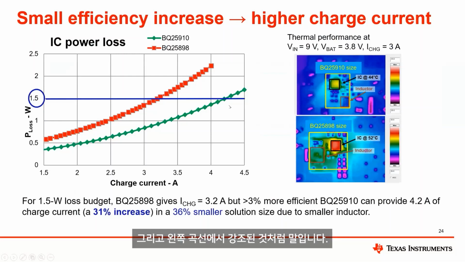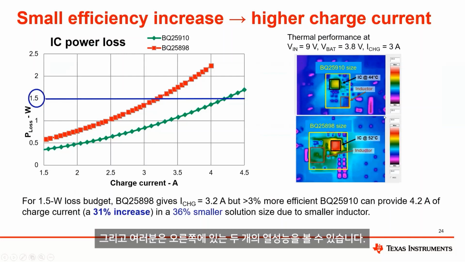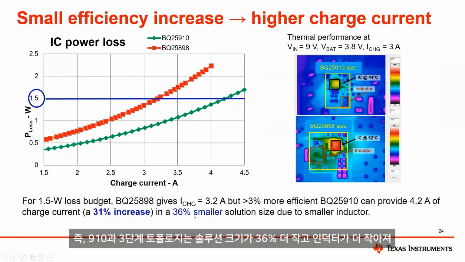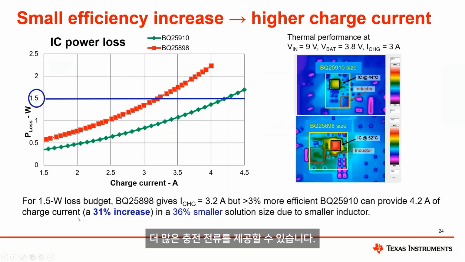As highlighted in the curve on the left, and you can see the thermal performance of the two on the right. The 910, because it's more efficient, the IC gets to 44C, but the 898 gets to 52C. The 910 in its three-level topology ends up being a 36% smaller solution size with a smaller inductor, and is able to provide more charge current.